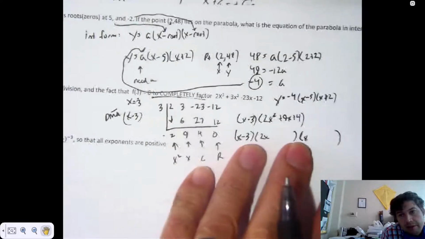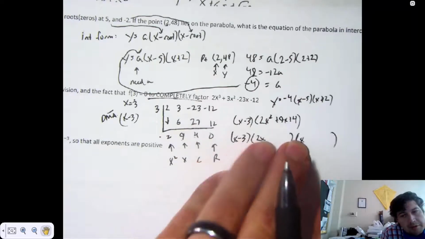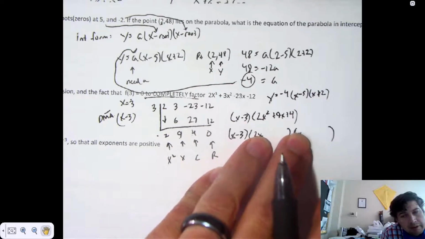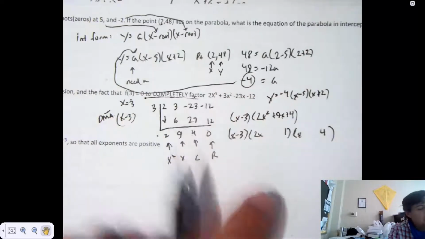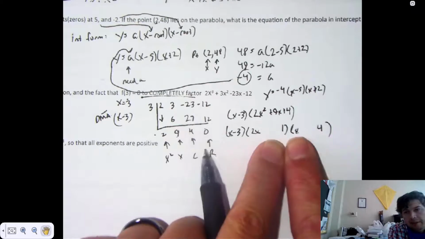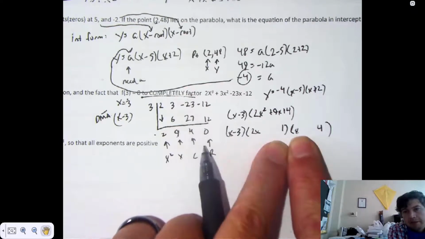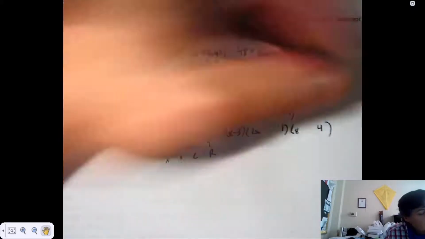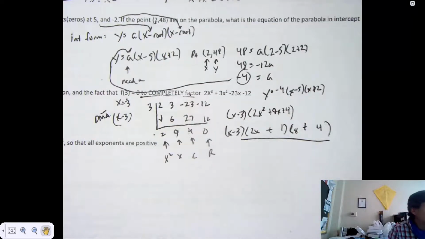Now when you FOIL, it takes a 2x and an x to create 2x squared. And it's guess and check, kids. I've just been doing this for so long that I don't really guess a whole lot anymore. A 4 there and a 1 there will work, because the outside makes 8x and the inside makes x, and 8x plus x is 9x. So plus, plus. There's the complete factorization of 13.